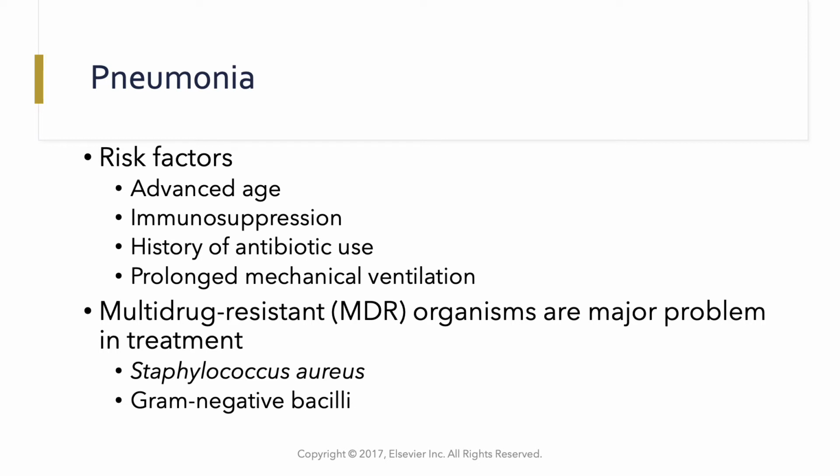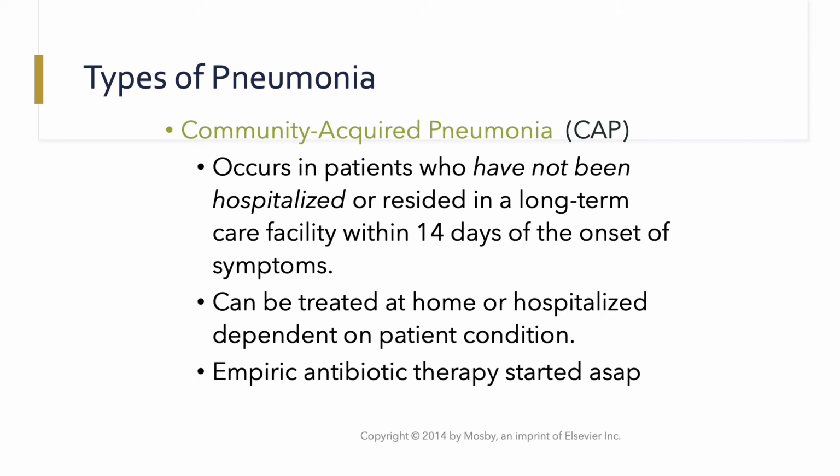Prolonged mechanical ventilation. So anybody who's on a mechanical ventilator is critically ill. You'll learn more about that in MedSurg 3. Don't worry about it too much right now. We're going to touch on it when we talk about types of pneumonia. Multi-drug resistant organisms. Those are a growing problem. Staphylococcus aureus and gram-negative bacilli are a couple of examples. All kinds of problems out there with these exciting new bacteria that are causing us headaches, or worse.